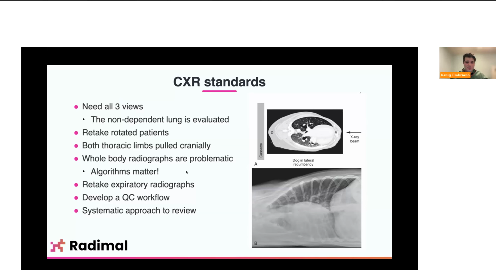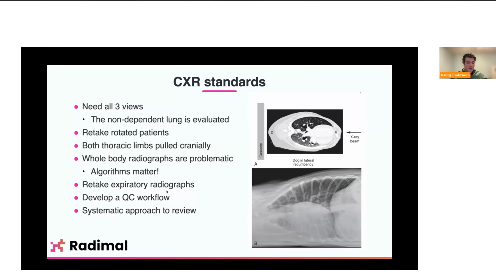Whole body radiographs are problematic, and I know they're pretty ubiquitous and everyone does them, but I really wish that we didn't, because they create a lot of diagnostic problems and equivocalities, and I'm not able to do my job as effectively because of it. And part of that has to do with algorithms, and we'll talk about that in a little while. But really, you need to separate your thoracic and abdominal images. In the age of digital radiography, it doesn't really cost you any more money to do a separate study.